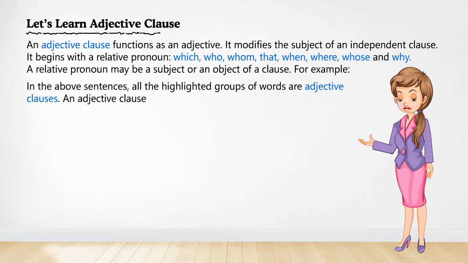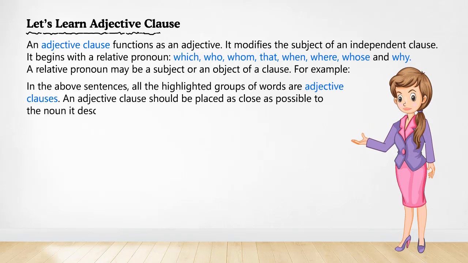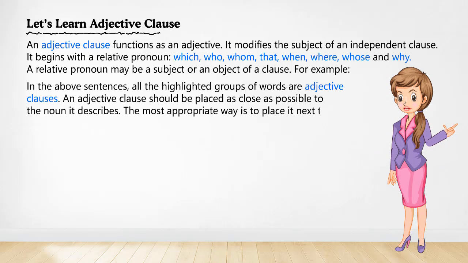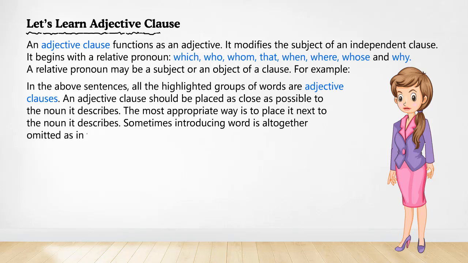An adjective clause should be placed as close as possible to the noun it describes. The most appropriate way is to place it next to the noun it describes. Sometimes the introducing word is altogether omitted, as in the fourth sentence.